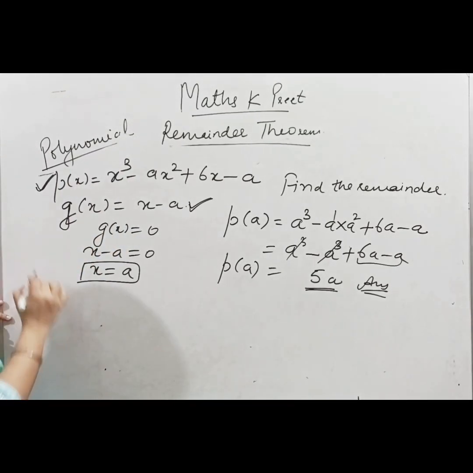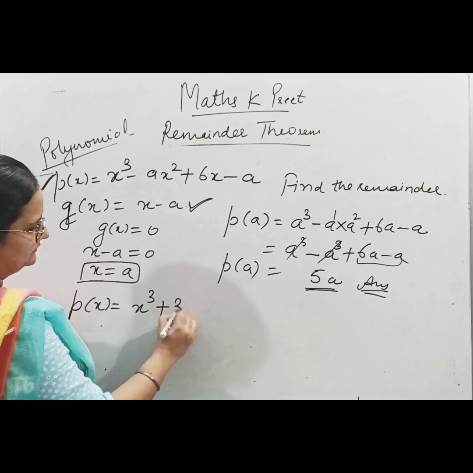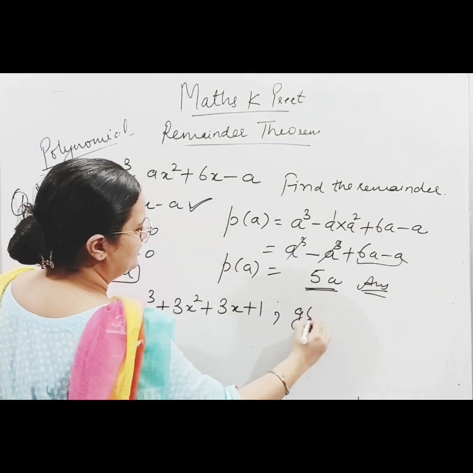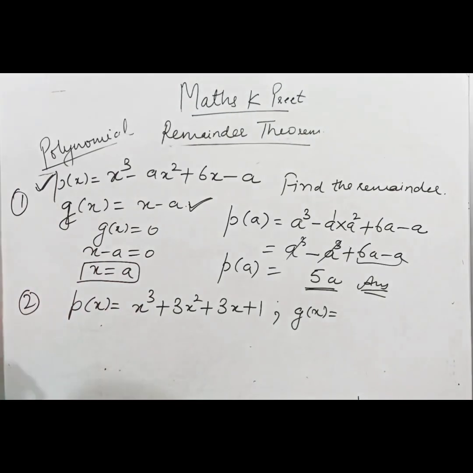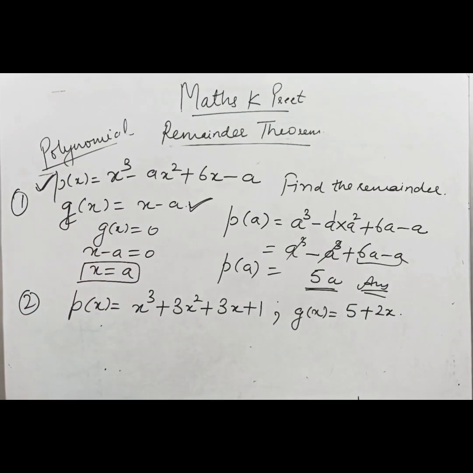If I have the polynomial p of x equals x cube plus 3x square plus 3x plus 1 and g of x equals 5 plus 2x, and we have to find the remainder here.